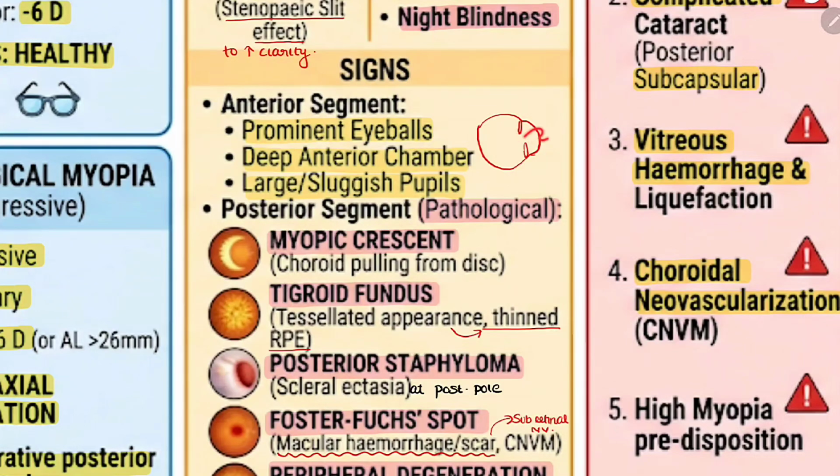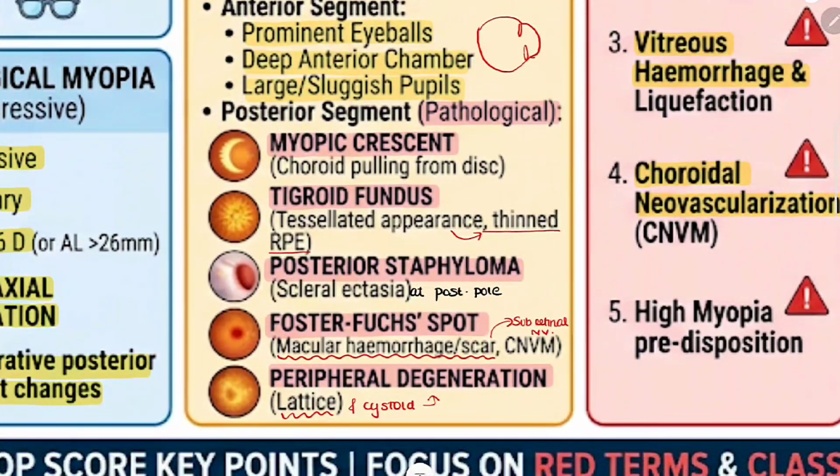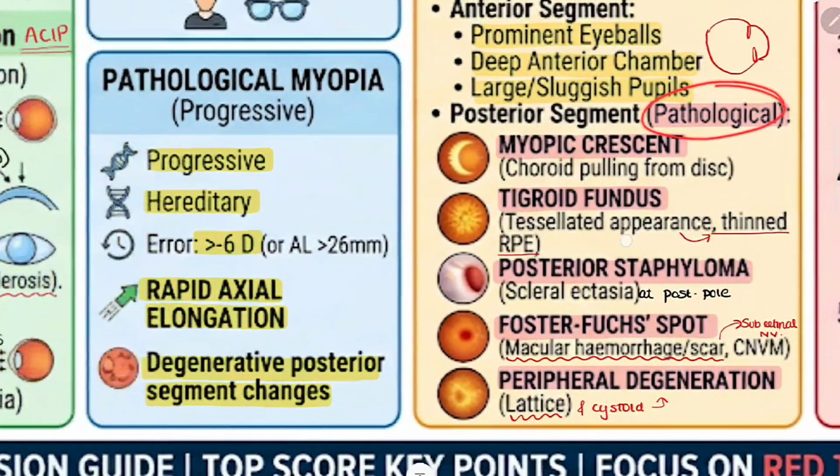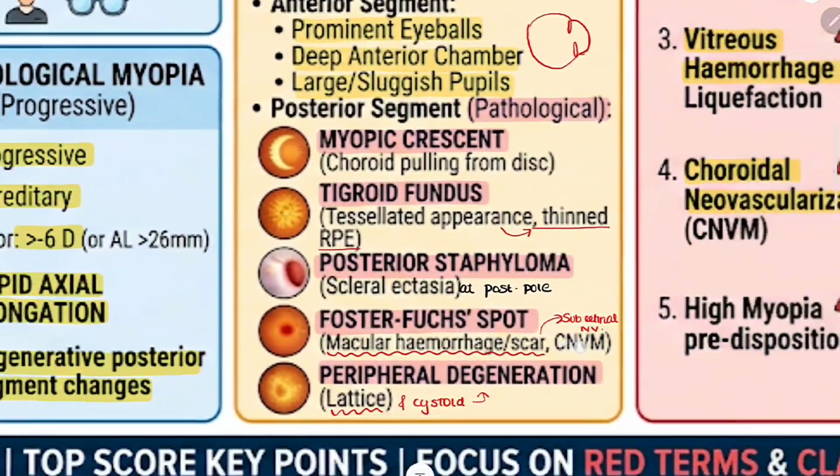So that will be a sluggish pupil, deep anterior chamber and elongated or prominent eyeball. Now coming to posterior segment. We studied that in pathological myopia there are degenerative posterior segment changes. What are the posterior segment changes?